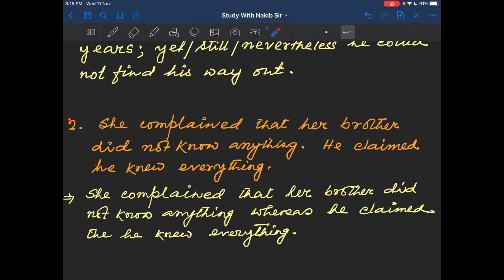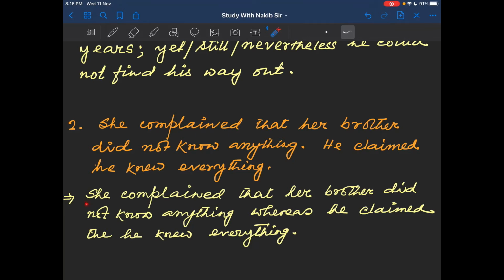Okay, now see the second question. She claimed that her brother did not know anything. He claimed he knew everything. See the relation. Look at the sentences and you will find out the relation. The relation is simultaneous action. The same claim. She is doing something and he is doing something at the same time. When you get this type of simultaneous action, use while or whereas, as you have learnt.